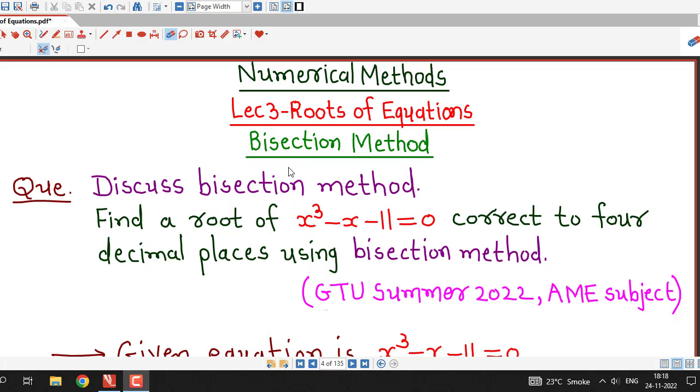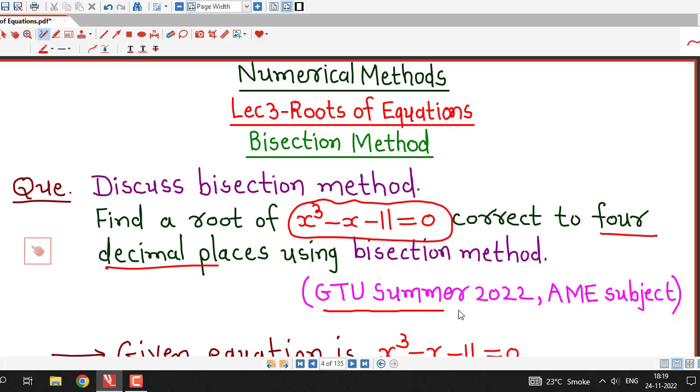In lecture number 1 and 2, we have discussed about bisection method. We have discussed the idea of bisection method and we have seen one question on finding the root of equation using bisection method. In this lecture also we will solve one equation using bisection method and we will try to find out its root which is correct up to 4 decimal places. This question was asked in GTU Summer 2022 exam of AME subject.